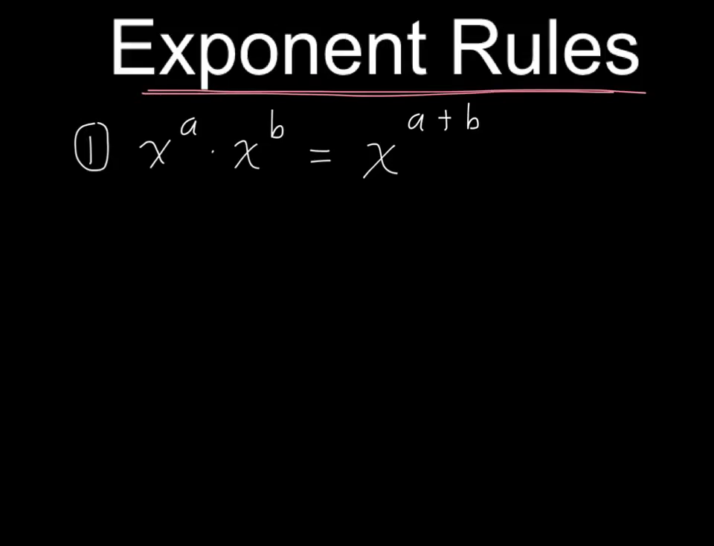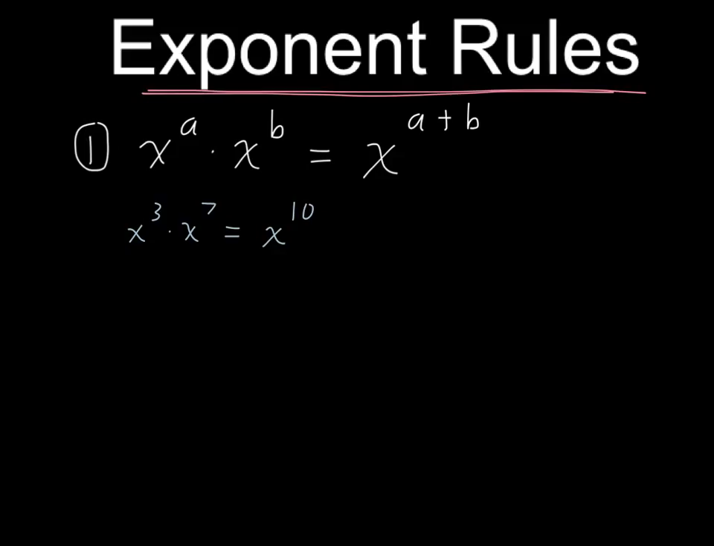Okay, in this video we are going to look at exponent rules. Here's our first one. x to the a times x to the b equals x to the a plus b. This says that when you have the same base and we're multiplying, you get to add your powers. So if we're talking about x cubed times x to the 7th, this is not going to be x to the 21st, it's going to be x to the 10th.